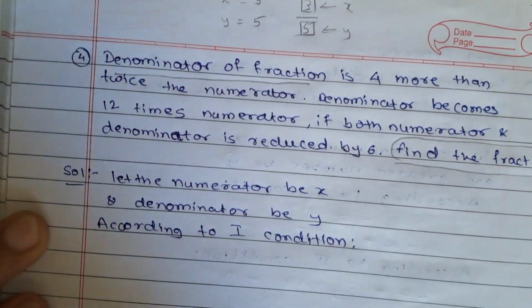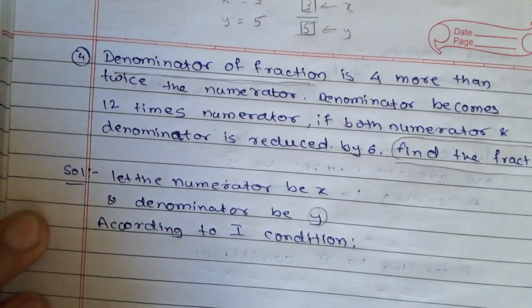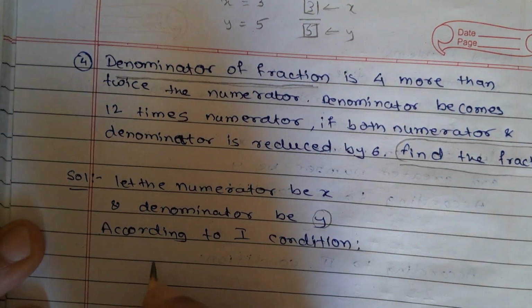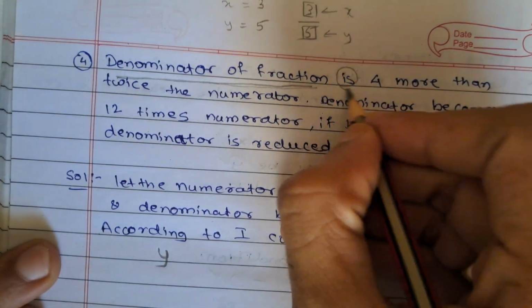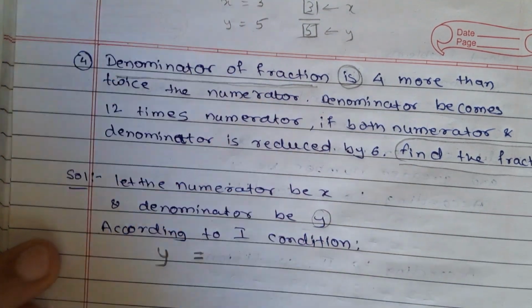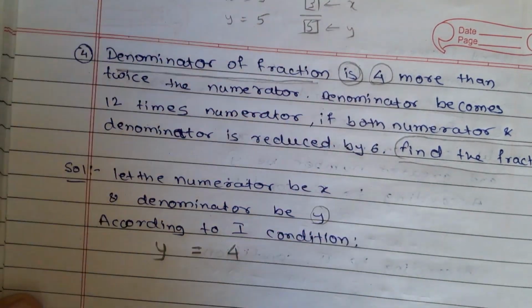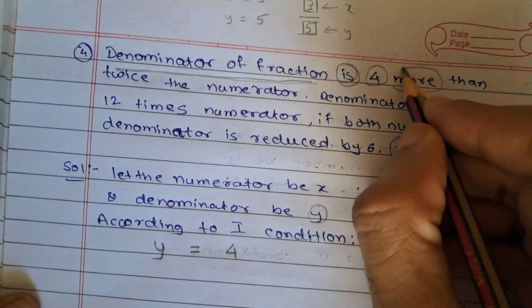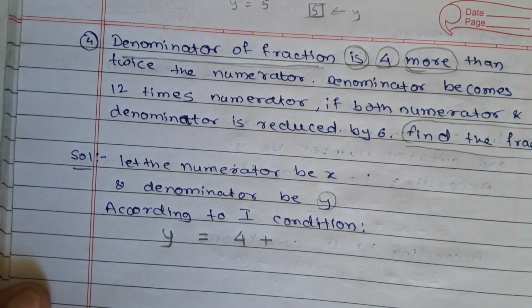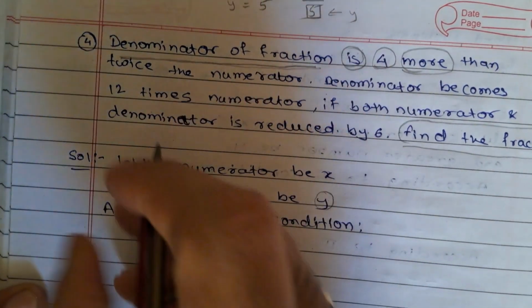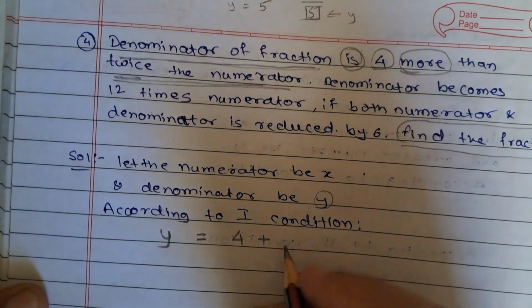Denominator of the fraction. Just by reading this line, denominator of the fraction, my focus will go on y. So I will start writing my equation like y, denominator of the fraction is, means equals to 4. 4 means nothing else but 4. More than means we have to add. We will add them. More than what? Twice the numerator. Twice means 2 times. Numerator means x, so 2x.